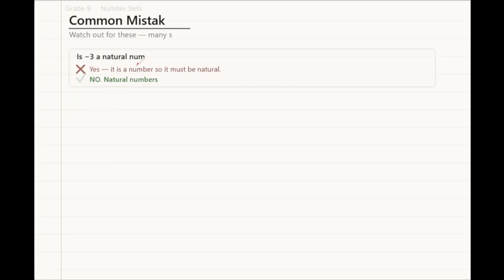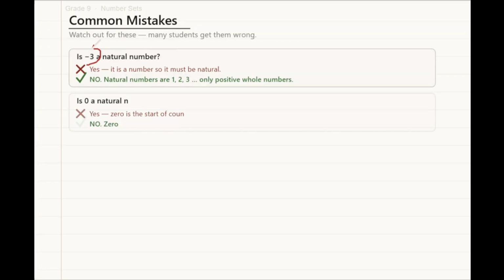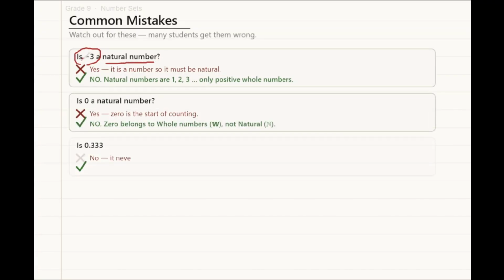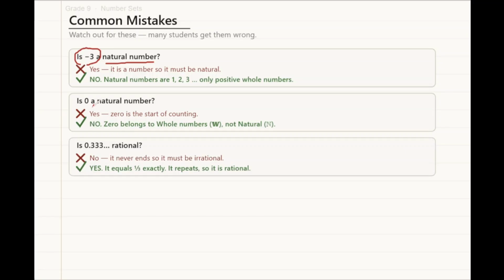Okay, now let's look at some common mistakes students usually make. The first one: is -3 a natural number? -3 is not a natural number because natural numbers are positive, right? So -3 is an integer. Is 0 a natural number? 0 is not a natural number because it's a whole number, right? The natural numbers are only the positive numbers.